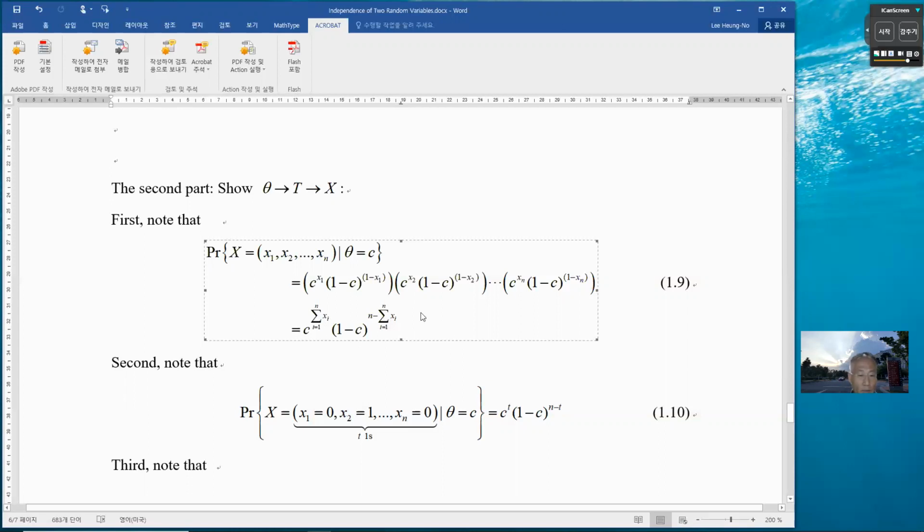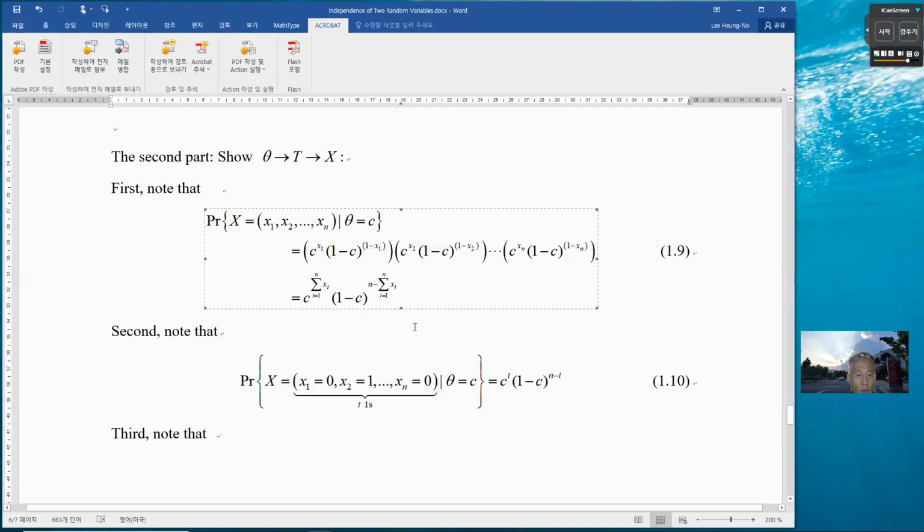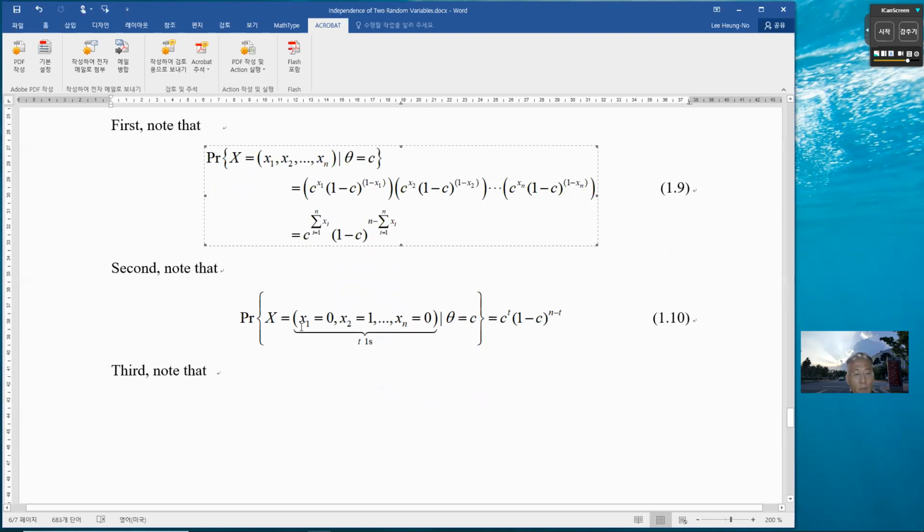Okay, having this general expression obtained, we can move on to the next one. Second, note the probability of x, which is a vector, that I have a realization of t ones in the vector, and theta is equal to c. In such a case, I have c to the power of t, because there are t ones in these summations, and the later term is 1 minus c taken to the power of n minus t. So that is the expression when the realization of x has t ones.